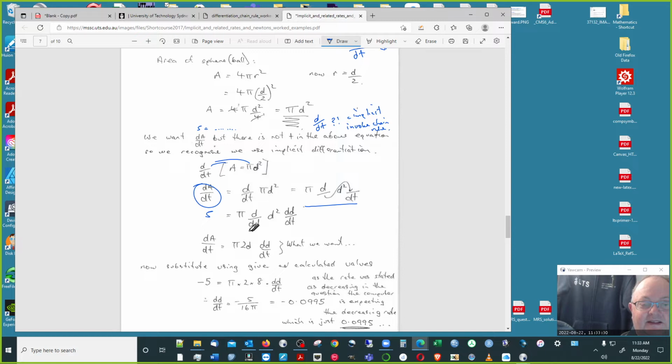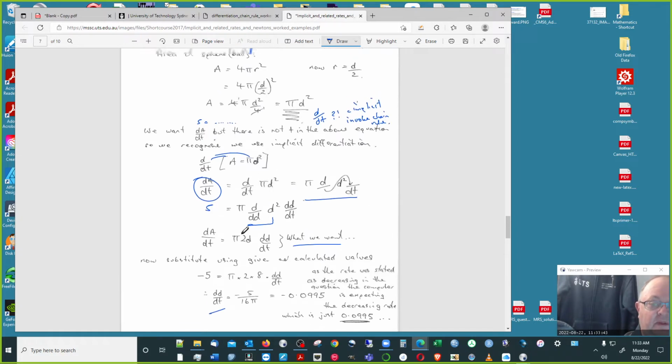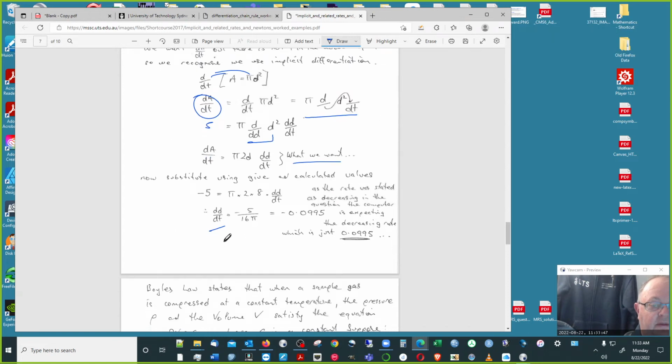d/dt of d squared, a bit odd, but we've got the differential. Okay, and that's the bit that we wanted. So then you just go ahead and rearrange it, and you end up with the diameter rate, which is what the question was asking: how fast the diameter is decreasing when the diameter is 8. I think the substitution for the diameter was made at that point.